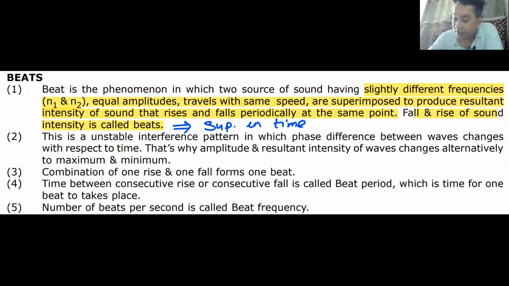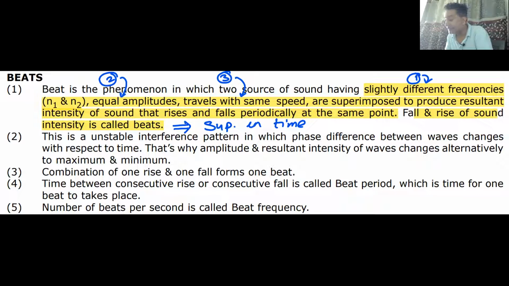So you should remember all these points. Number one, slightly different frequency. Number two, they must have equal amplitudes. Number three, they are traveling in the same direction. They are traveling with the same speed. If these conditions are met, you will have interference in time. At one point, you will have all sorts of intensity. This phenomenon is known as beats.